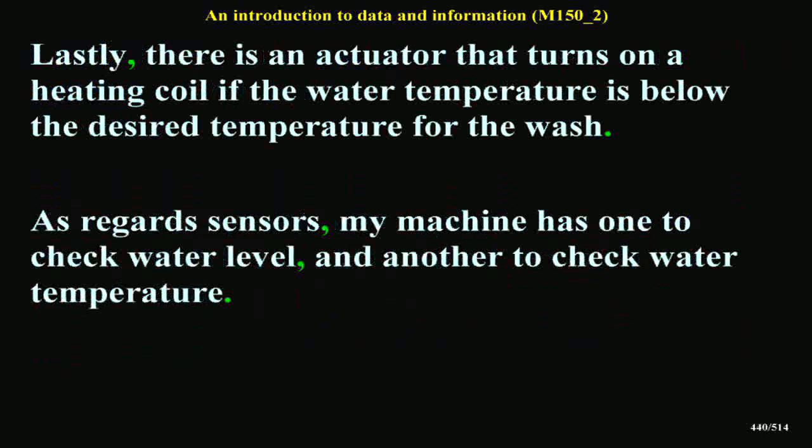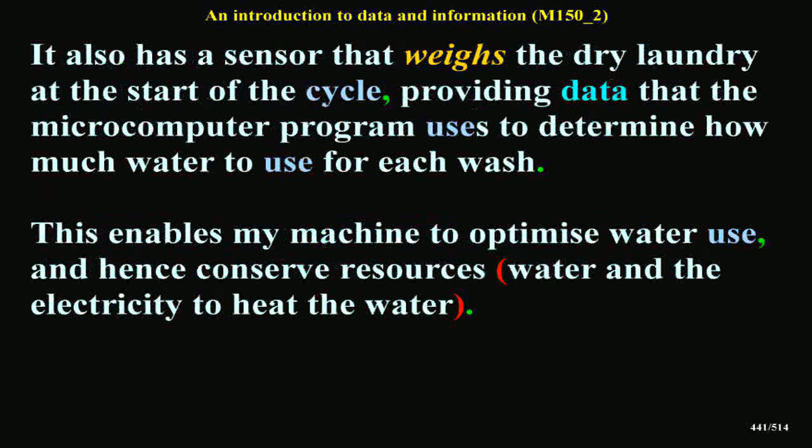Lastly, there is an actuator that turns on a heating coil if the water temperature is below the desired temperature for the wash. As regards sensors, my machine has one to check water level and another to check water temperature. It also has a sensor that weighs the dry laundry at the start of the cycle, providing data that the microcomputer program uses to determine how much water to use for each wash. This enables my machine to optimize water use and hence conserve resources, water and the electricity to heat the water.